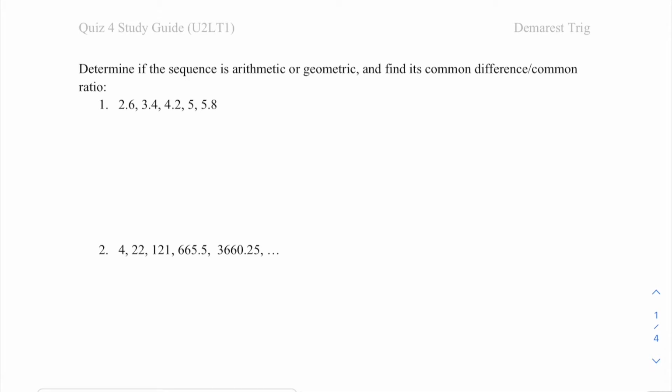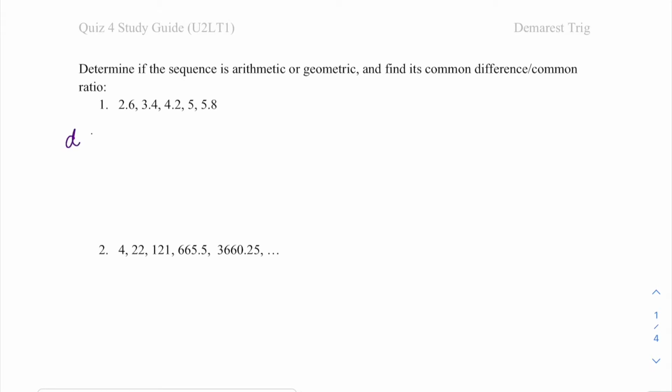So looking at these, when I'm trying to determine if something is arithmetic or geometric, I eyeball it first and then check. So this one, for example, right, 2.6, 3.4, 4.2, 5, 5.8, it doesn't look like the gap between these is too different, right? It doesn't look like the gap between this is much different than the gap here or much different than the gap here, right? It kind of looks like it's constant. That doesn't mean it is, but that means that I'm going to start by assuming this is arithmetic and checking.